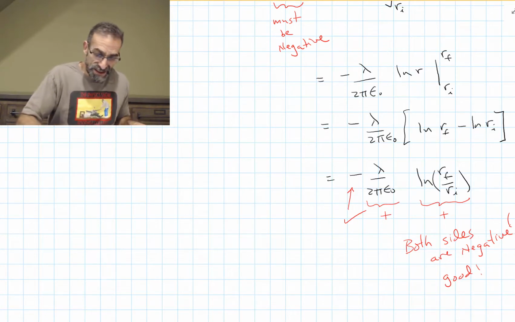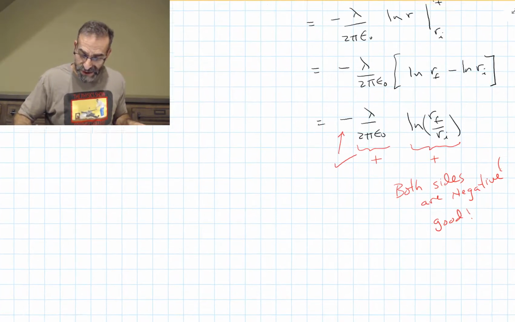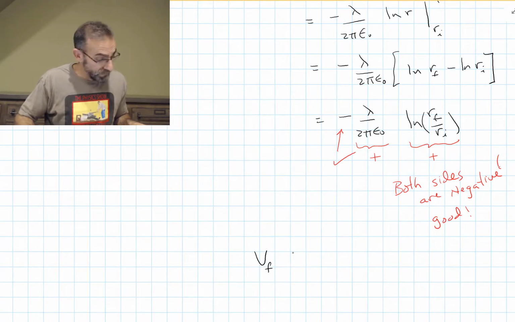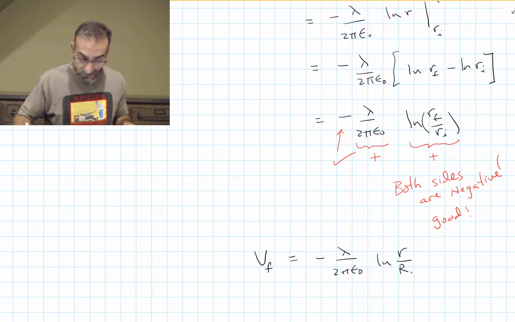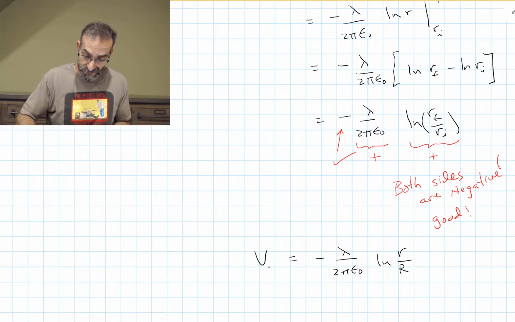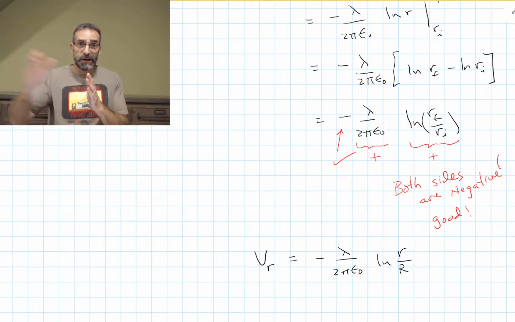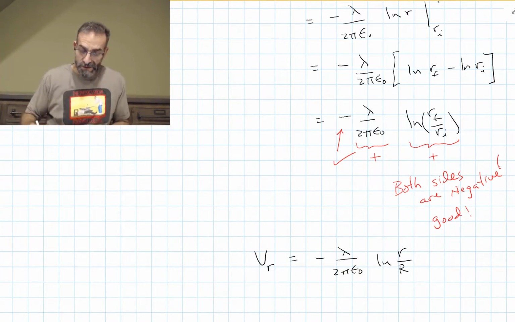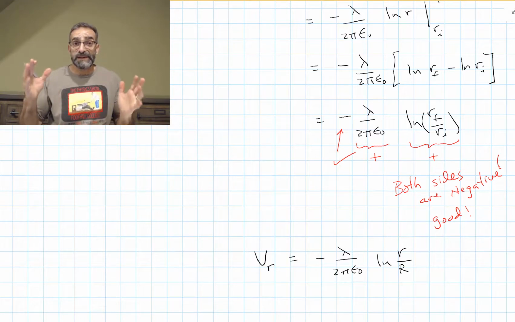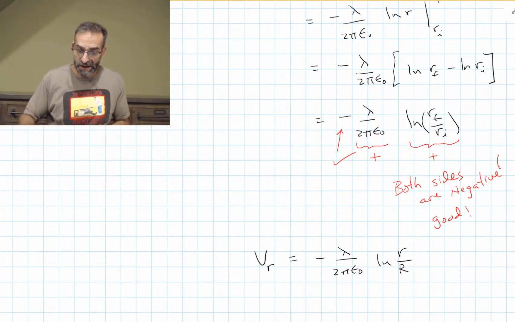Okay, so what is our initial? That's just the radius of our cylinder. So I've got my V final is going to equal negative lambda over 2 pi epsilon naught times the natural log of r over R. I'm just going to call it V at any r. V at any r is equal to this value, and r can be anything from capital R to infinity. Now let's find the electric potential inside of our cylinder.